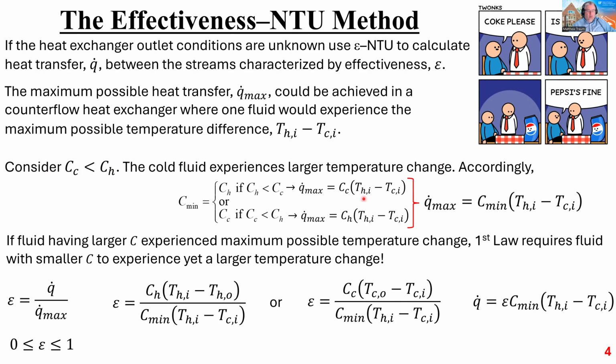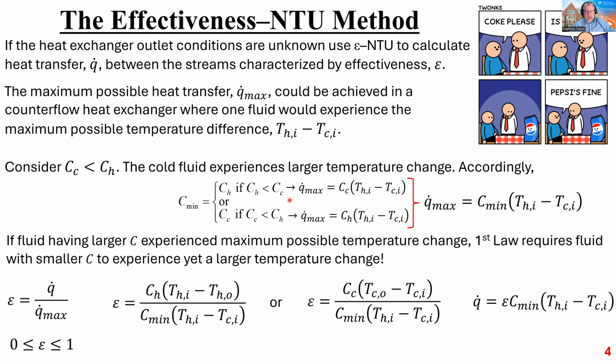Accordingly, we're going to establish a thermal capacity called C_min. This is the lower of the two, and this can go either way, right? C_min is C_H if C_H is less than C_C, high temperature thermal capacity less than cold temperature thermal capacity. And that leads us to the expression for Q_max of the cold temperature thermal capacity times this maximum possible temperature difference, right?